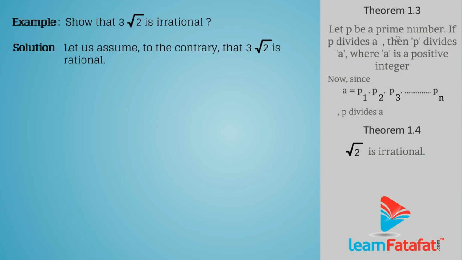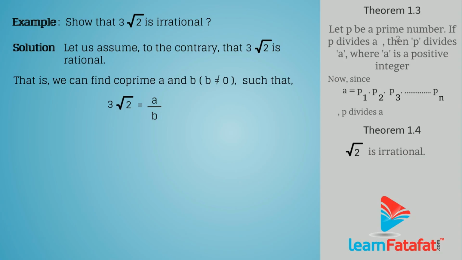Let's take an example in which we have to prove 3 root 2 is irrational. Let us assume to the contrary that 3 root 2 is rational. That is, we can find co-prime a and b, where b is not equal to 0, such that 3 root 2 is equal to a by b. Rearranging, we get root 2 is equal to a by 3b.